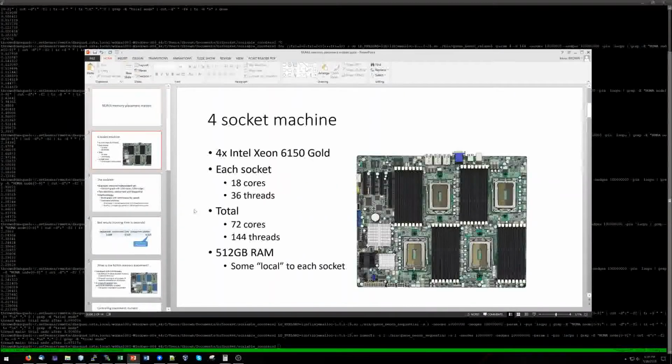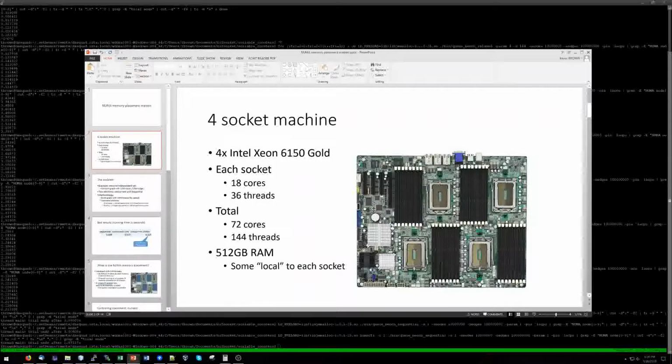So the experimental machine that I'm working on here is a 4-socket machine. It has 4 Intel Xeon 6150 Gold processors. They are physical chips that go into a board that looks something like this on the right. So there are 4 separate sockets. Each socket has 18 cores and 36 threads with hyperthreading. So in total, we got 72 cores and 144 threads.